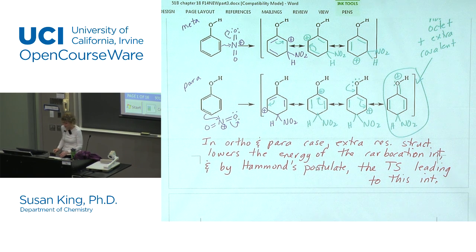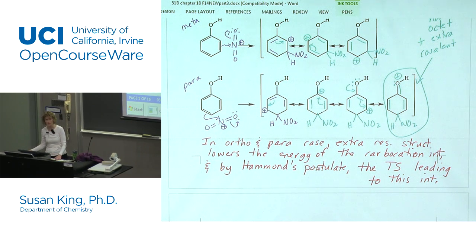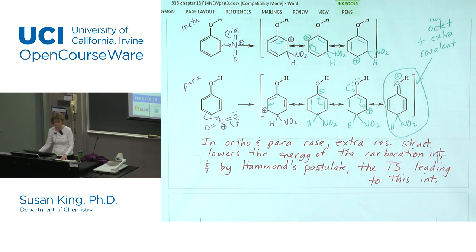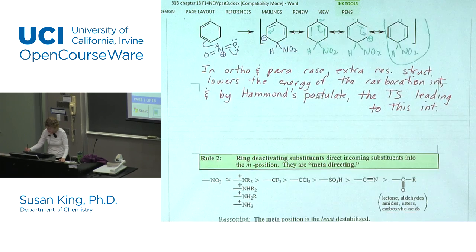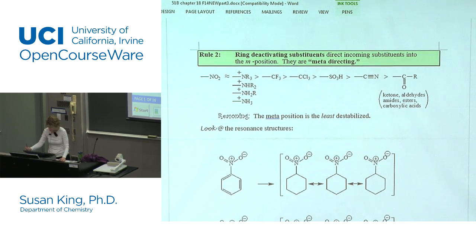So that's rule 1. Ring activating substituents are ortho-para directing. All right, so now let's look at rule number 2. This is for deactivating. And then we're going to talk about a third category, and that would be the halogens.